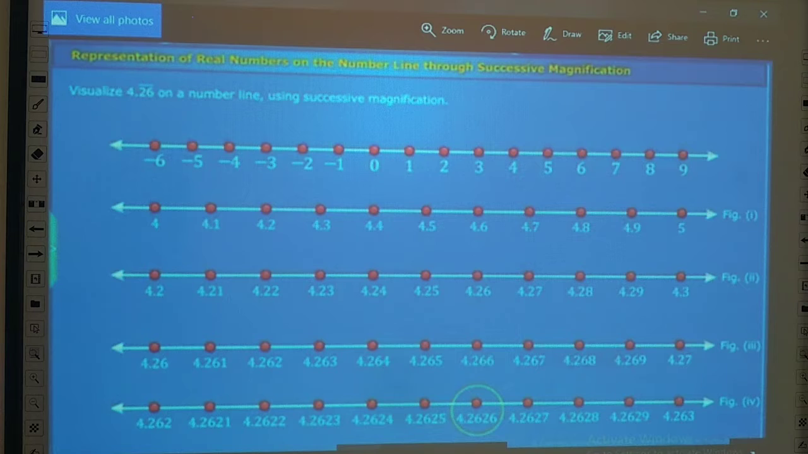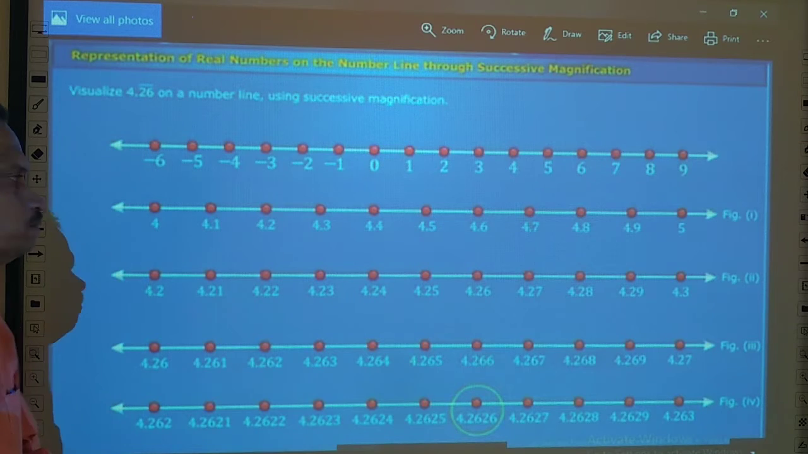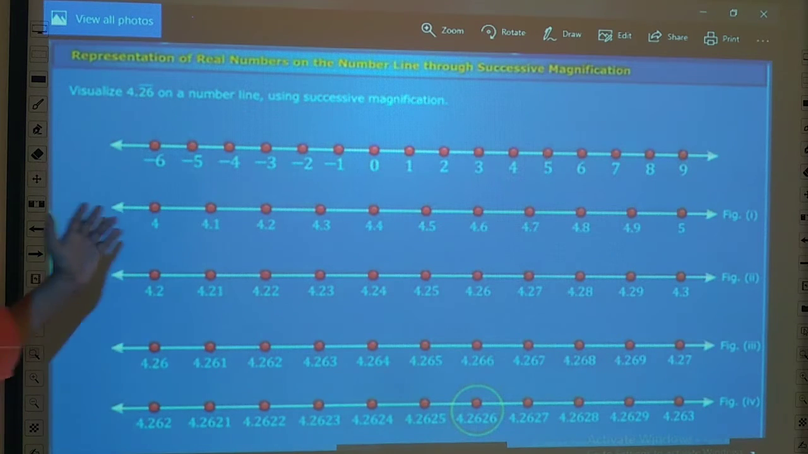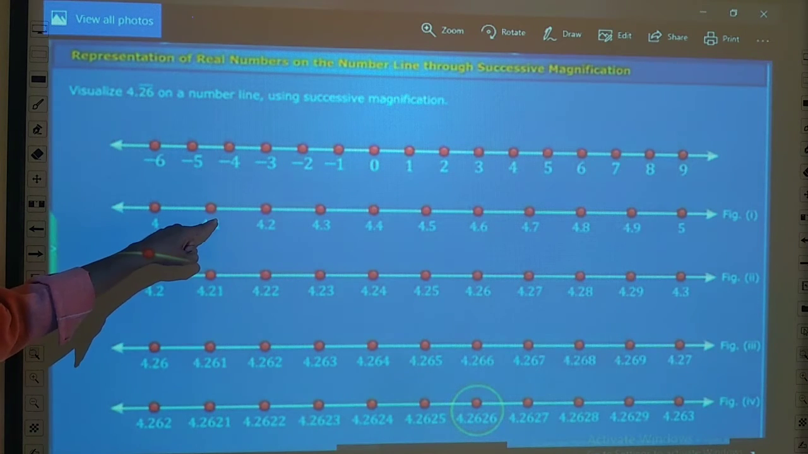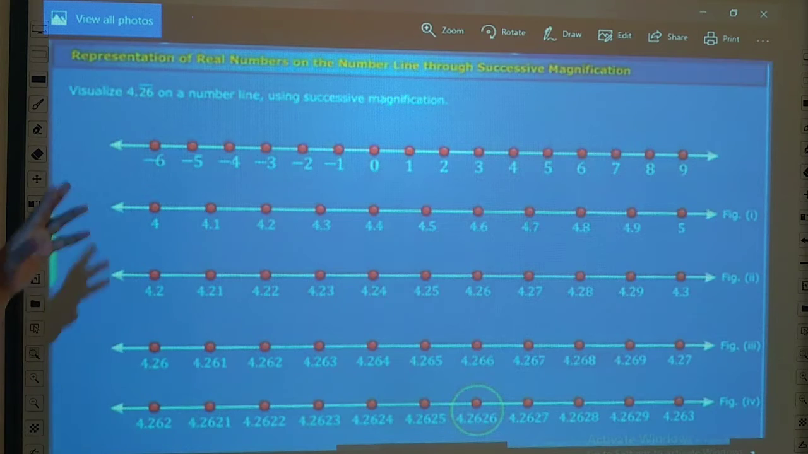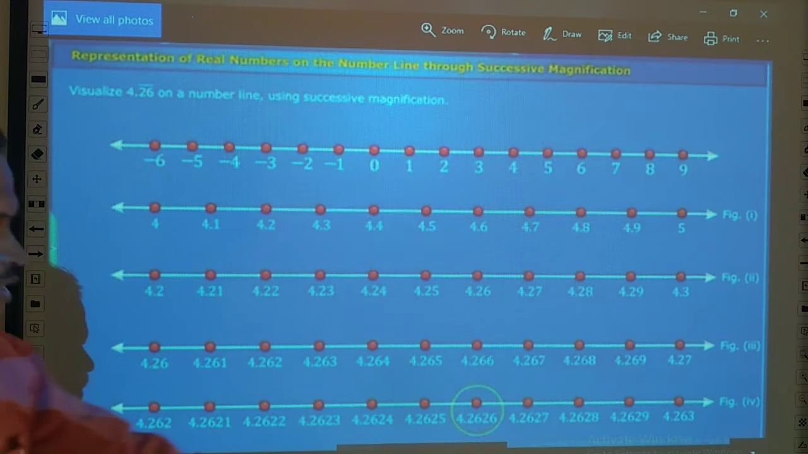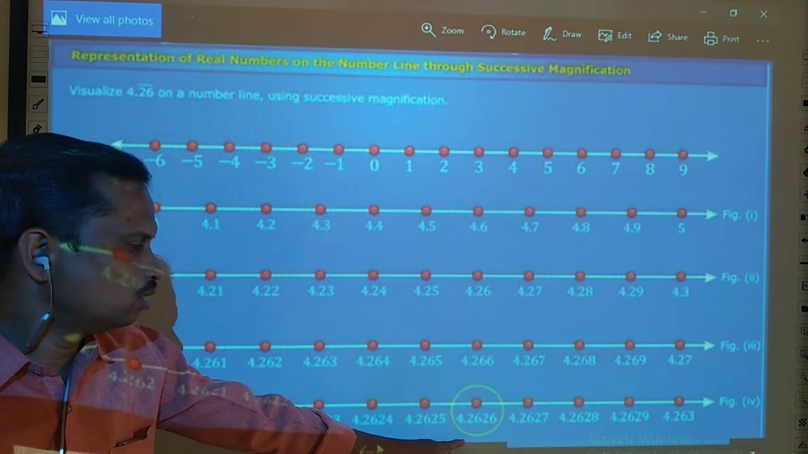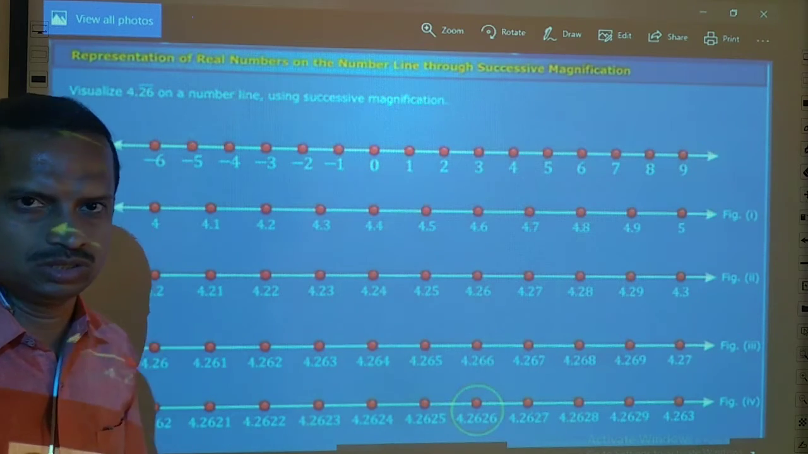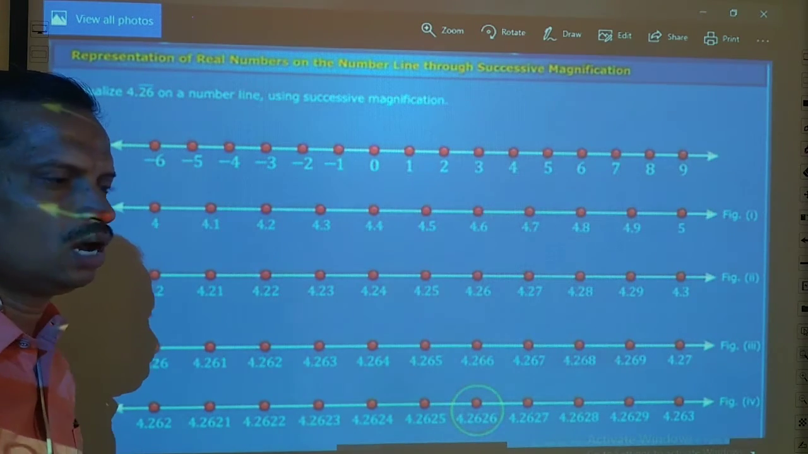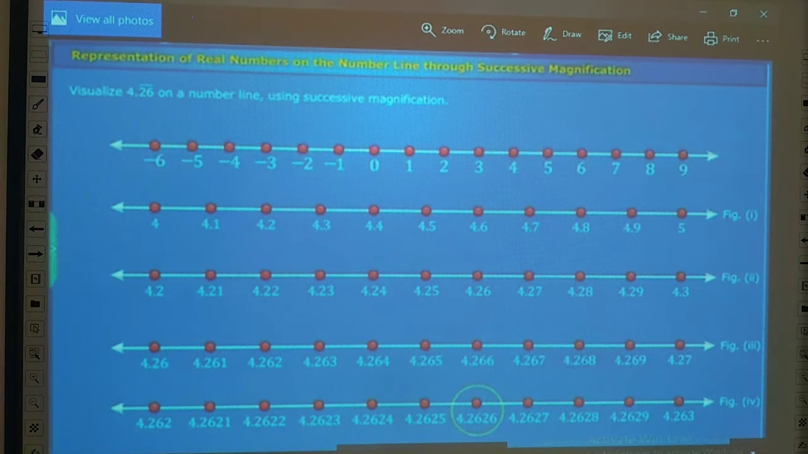And now how to represent this on a number line? By using the successive magnification. So first of all you take a number line from negative integer to positive integer, and now you look at the figure 1. So this is the figure 1, and here by observing that 4.262626, so up to 4 decimals only you can try. Okay, the rounded number 4.2626, like that, up to 4 decimal places. We can try to visualize up to 4 decimal places.